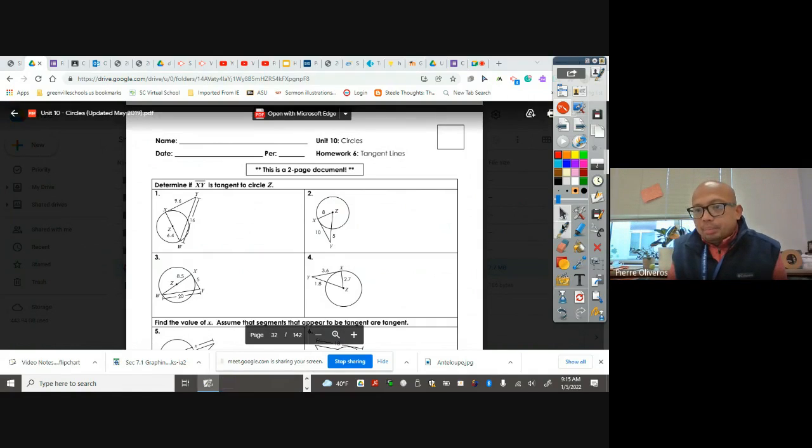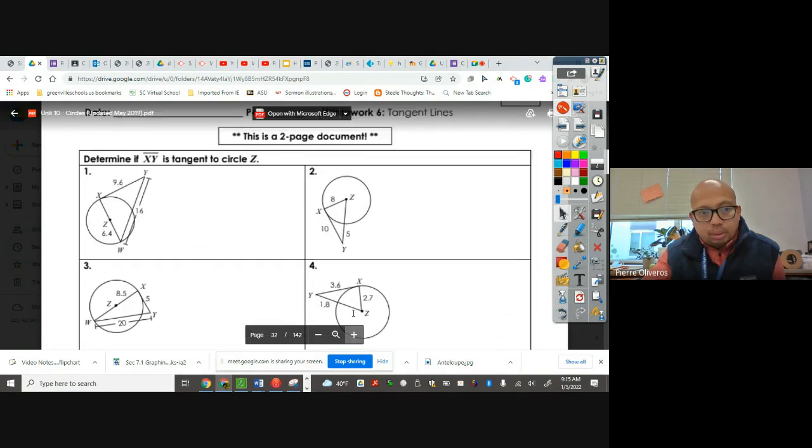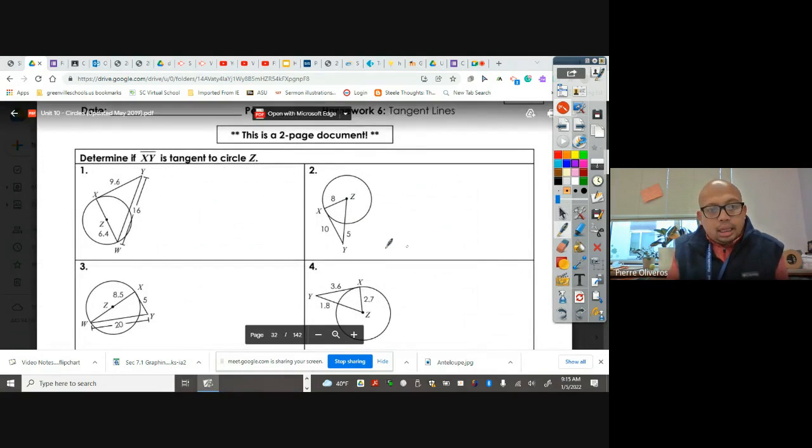Okay, thank you. So here, number one, determine if segment XY is tangent to circle Z. Again, remember, if it's tangent, they make a 90-degree angle here because they're going to be perpendicular. That means we should be able to use the Pythagorean theorem in order for us to know if it's going to be tangent. And let's try it now.